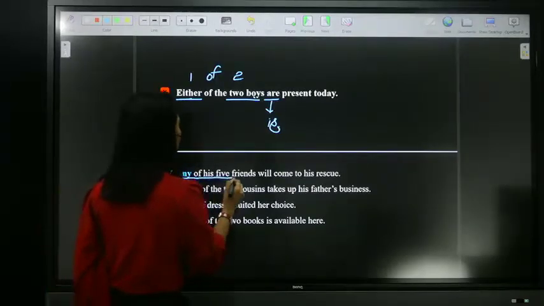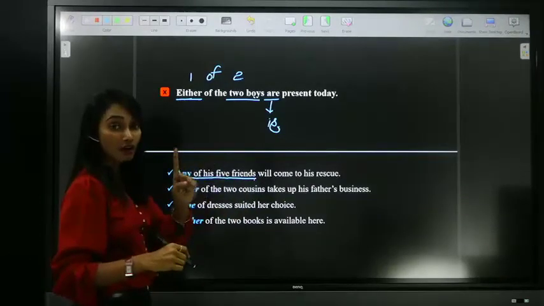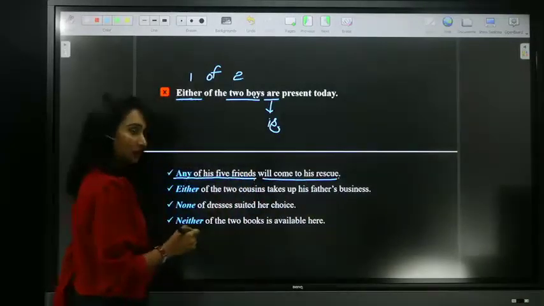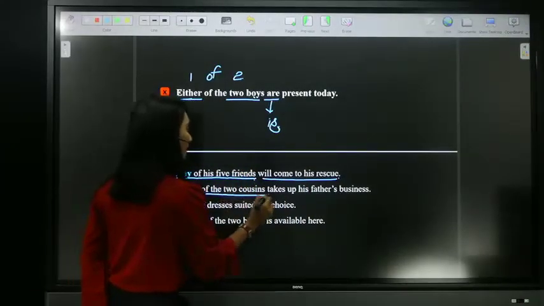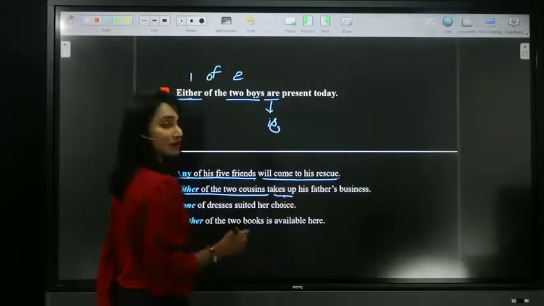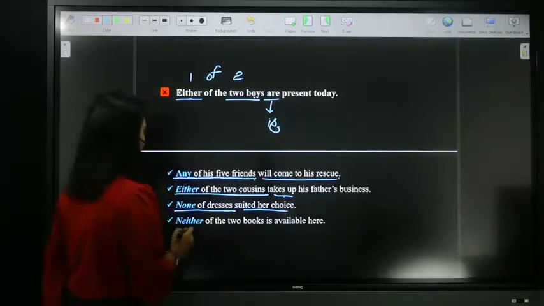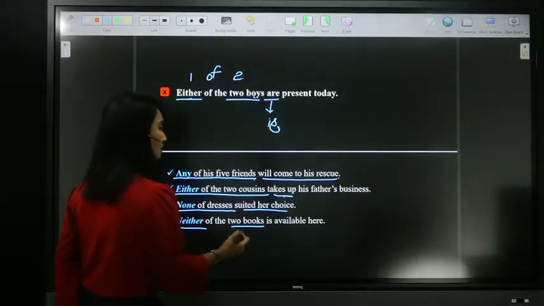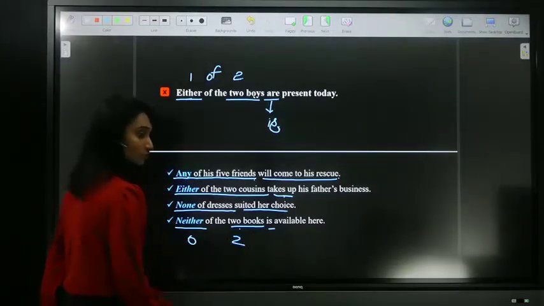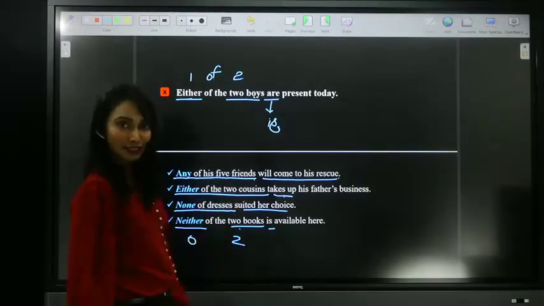Any of his five friends, he has five friends. Any of his five friends, that means one of five, will come to his rescue. Either of the two cousins, one of the two, takes up his father's business. None of the dresses suited her choice. Neither of the two books is available here. Neither, zero of two. So do remember the concept and do apply. Well done, guys. So now let's see the next sentence.